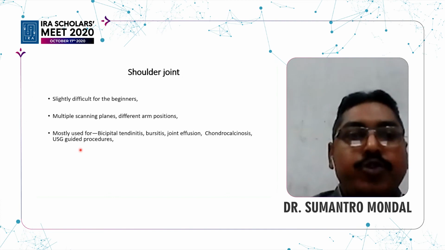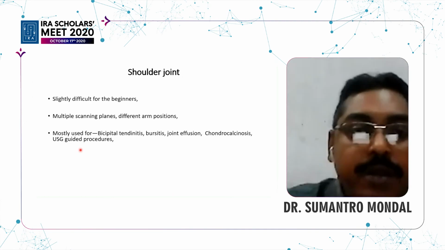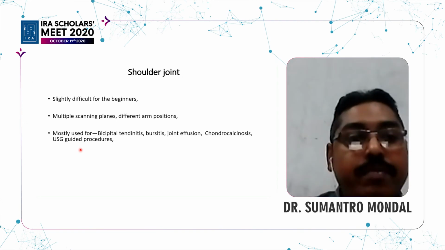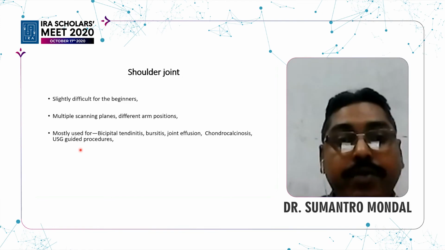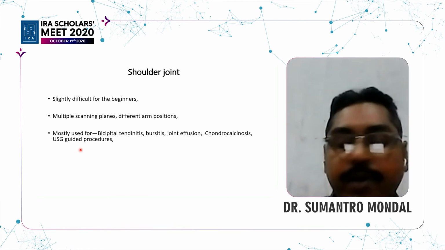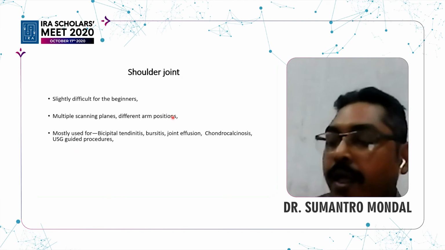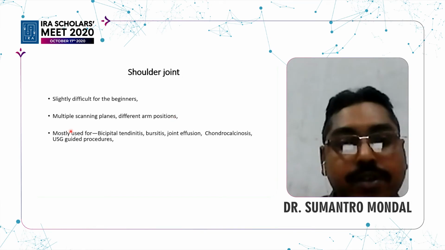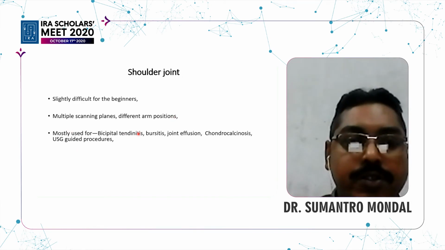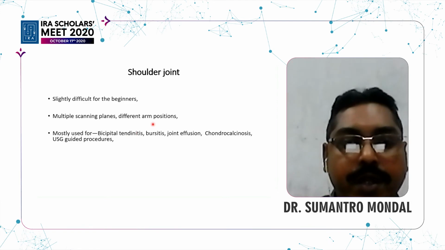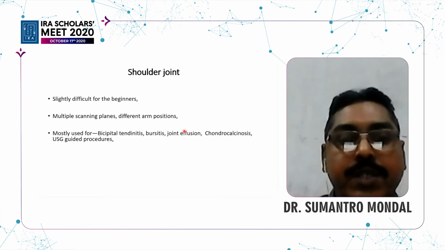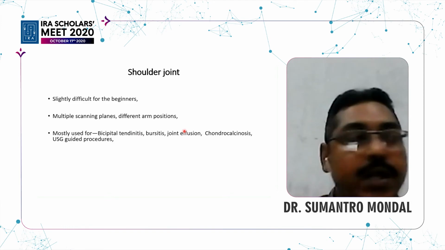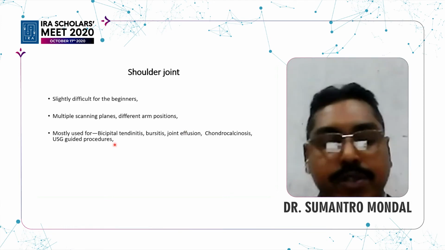The shoulder joint may be slightly difficult for beginners because there are multiple scanning planes. Different arm positions are required for scanning the different tendons of the rotator cuff. It is mostly used for the diagnosis of bicipital tendinitis, subacromial subdeltoid bursitis, presence of a minimal amount of joint effusion, chondrocalcinosis, or for some USG guided procedures.